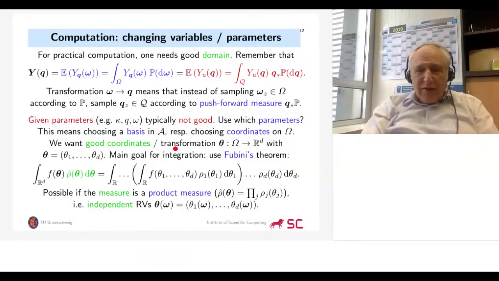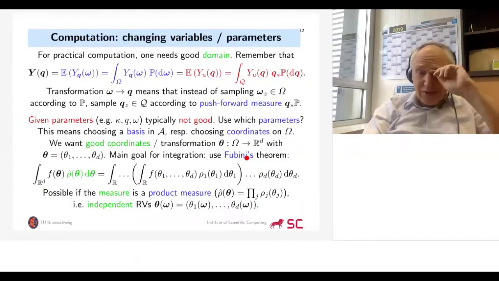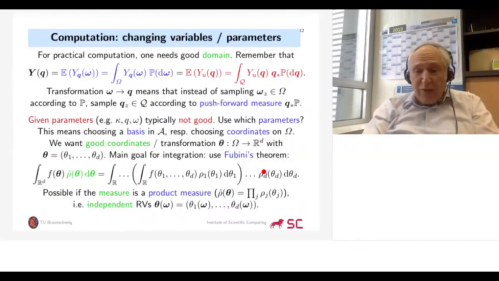Okay. We want a good transformation. A good transformation is good when it's good for the integrand. And if we want the following, we want that this integral now, which is over a domain in R^d, because we're using d parameters to make these coordinates here, to split into one-dimensional integrals. That's called Fubini's theorem in mathematics. We want to be able to apply this.